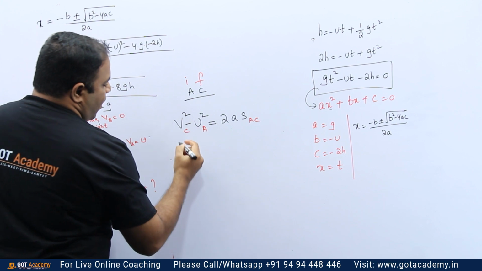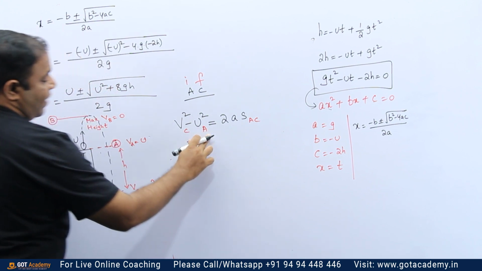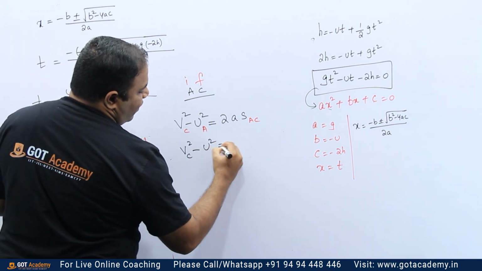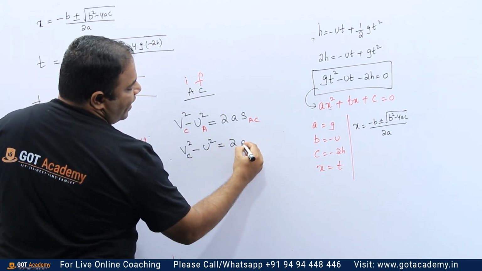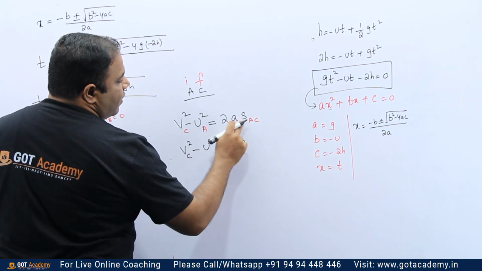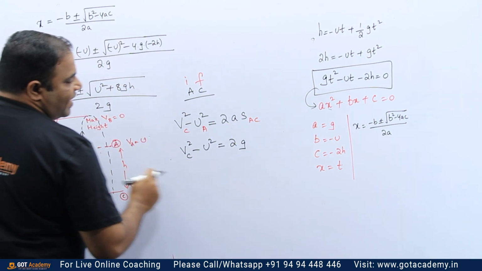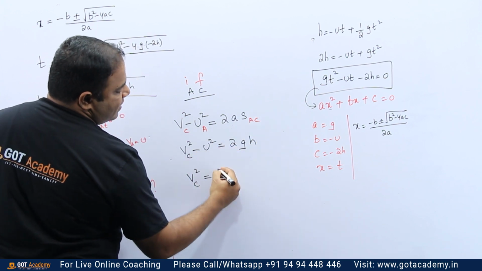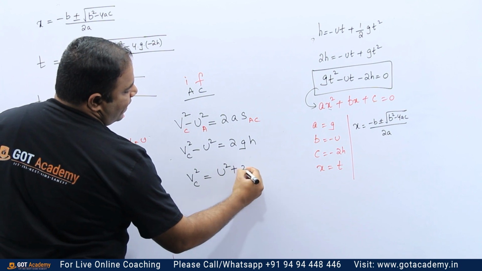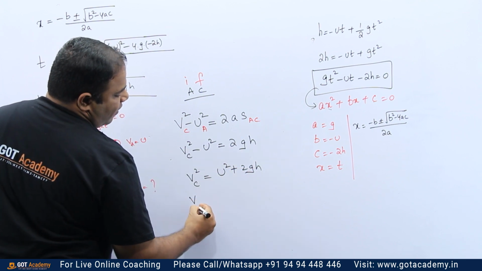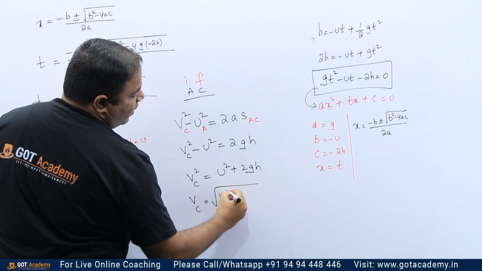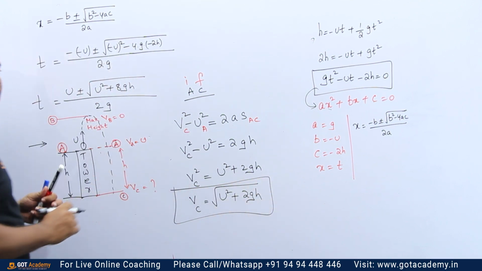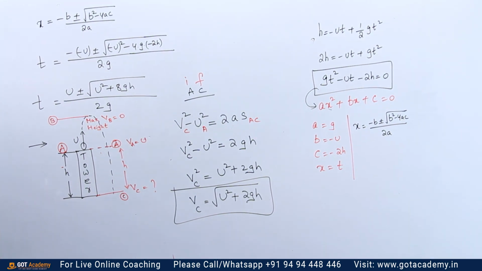Now I don't know this Vc, but the velocity at point A is u. So you have to write it as u only, which is equal to 2, in place of a it is g. Now the distance traveled from A to C is h. So Vc square is equal to, going to the other side, u square plus 2gh. So velocity at point C is equal to root over u square plus 2gh. Like this you have to find out the velocity at point C.